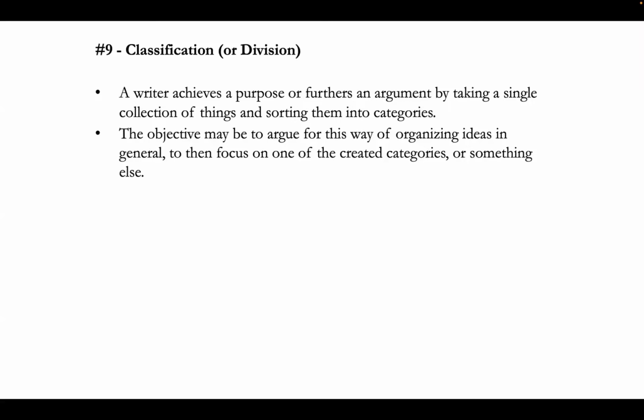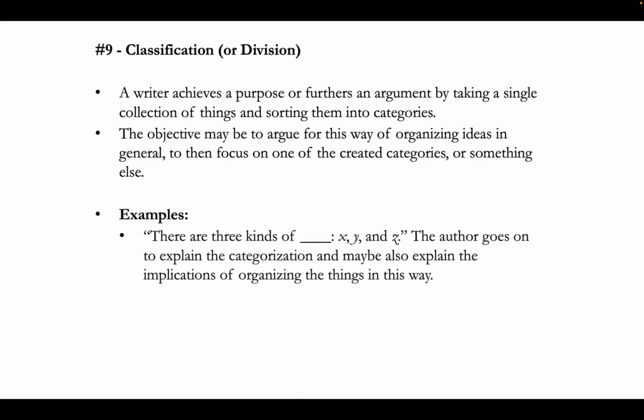The reason why a writer might choose to take a big group of things and put them into categories varies from text to text. It could be any of those. But if they're taking a group of things and dividing them up into categories, that is classification, also known as division. They're the same thing. Some examples. There are 3 kinds of blank, X, Y, and Z. And the author goes on to then explain the categorization and maybe also explain the implications of organizing things in this way.